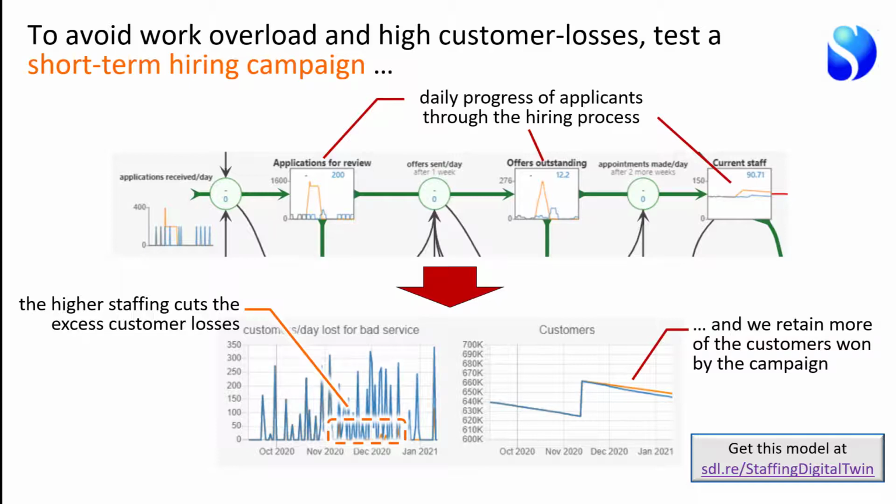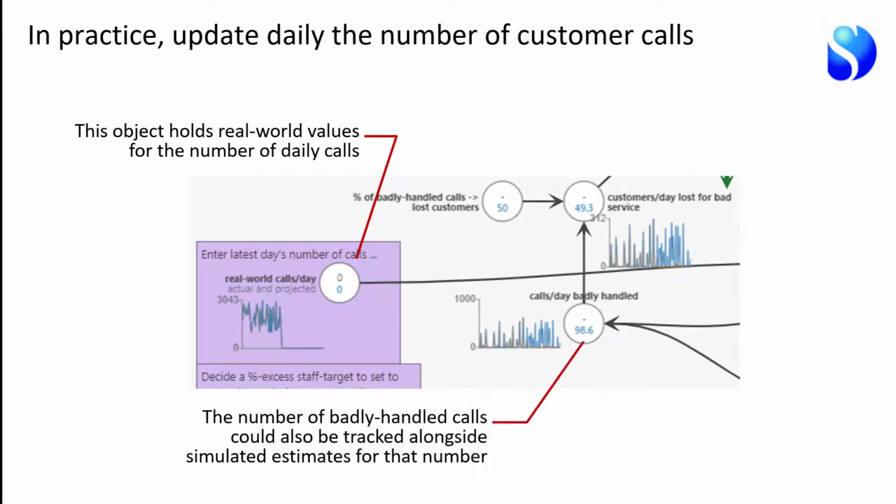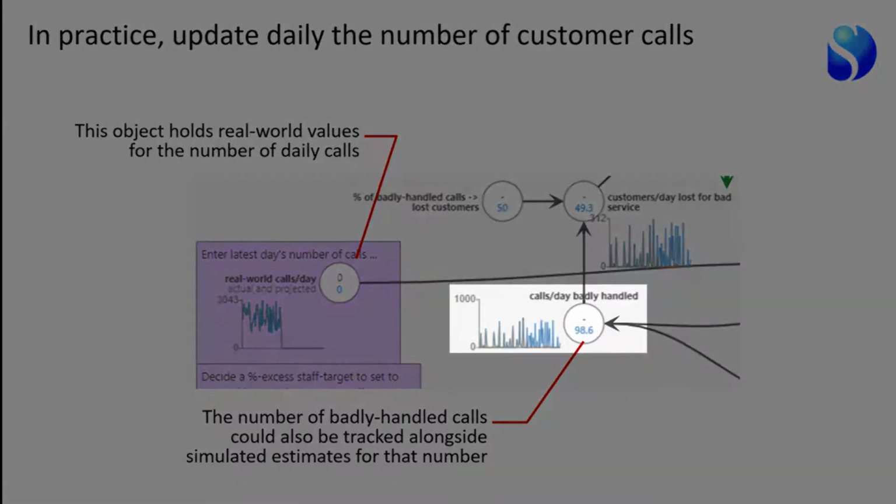Now, how do we use this in practice? Well, what you would do is you would every day add the latest number of calls received from customers. So this is a continuing daily operation. Every day we look at how many calls have come in. You would also probably look at the number of badly handled calls that result from that incoming call rate. The next item in the model there could track that actual number of badly handled calls, not just the total number of calls.